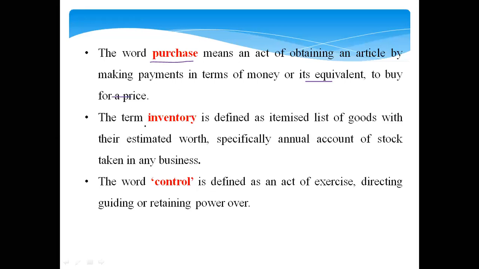Here purchase is related to the drugstore inventory, whereas you have to go with the inventory. Inventory is nothing but the list of goods with their estimated worth, specifically the annual account of the stock taken in any business. That is inventory. And control means unwanted dumping of the medicament should be avoided, with the help of controls. Control is defined as the act of exercise where you have to control the medications.